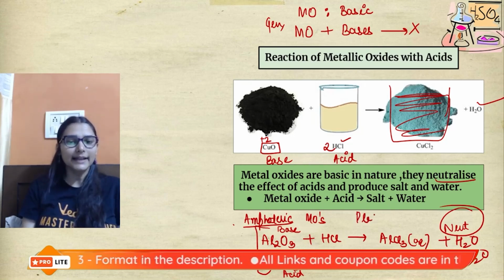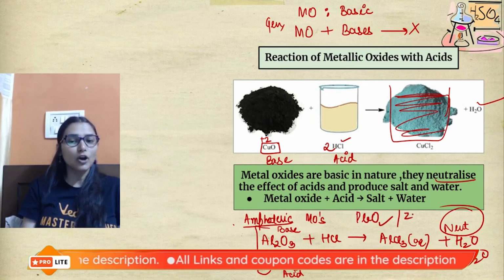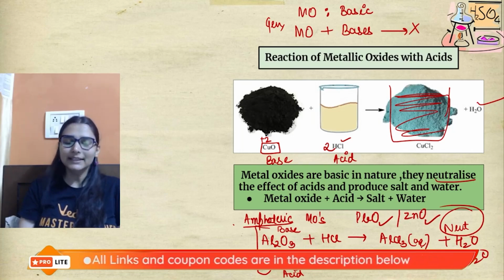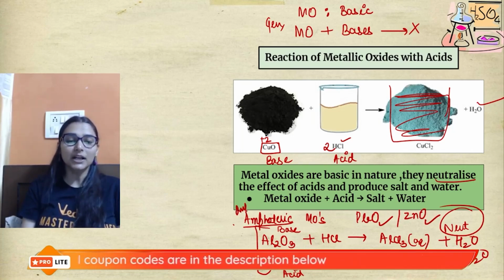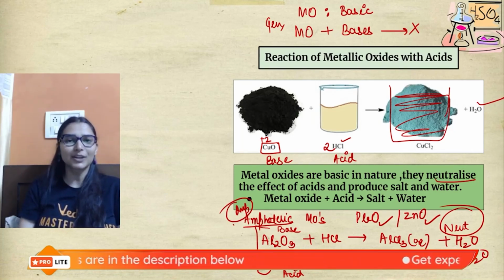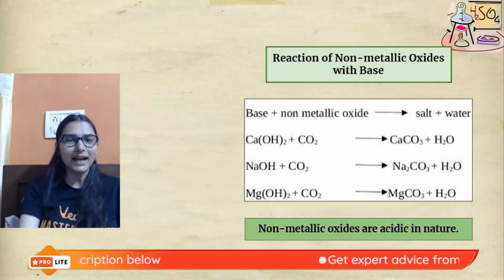Similarly, lead oxide is also amphoteric. Zinc oxide भी होता है. So write their reaction with acid and base. ये पक्का बोर्ड में आ सकता है. ठीक है, very important. Simple reaction है ना.